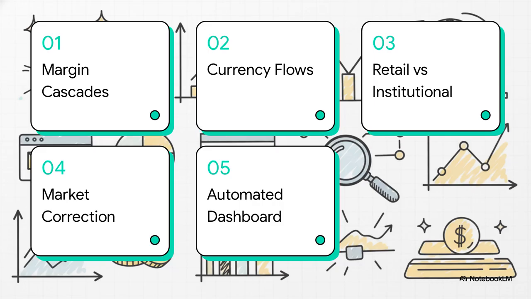Okay, let's dive right into this syllabus. We're going to progress from the physics of market mechanics all the way to building your own automated tracking system. We'll cover the hidden mechanics of margin cascades, currency flows, and vault risks, institutional versus retail sentiment, the anatomy of a market correction, and finally, building your automated daily dashboard.